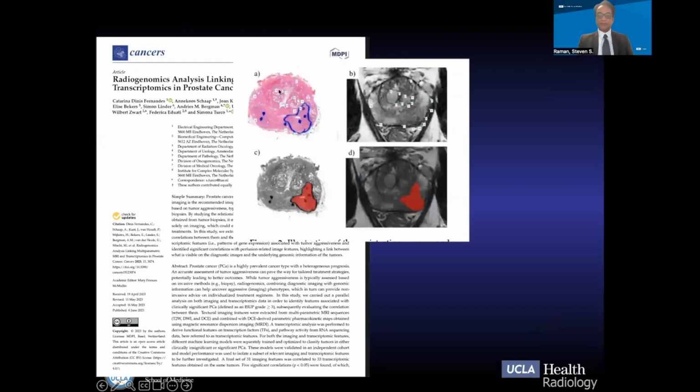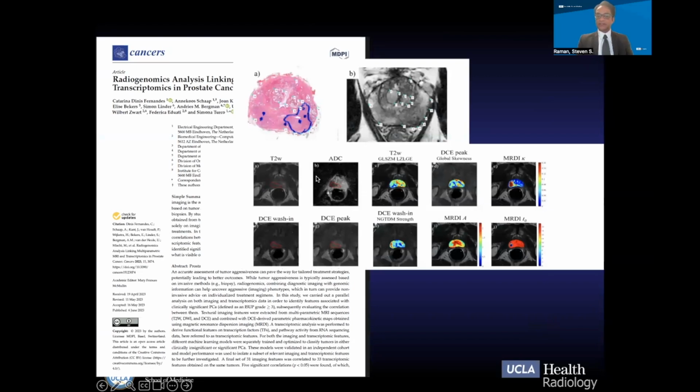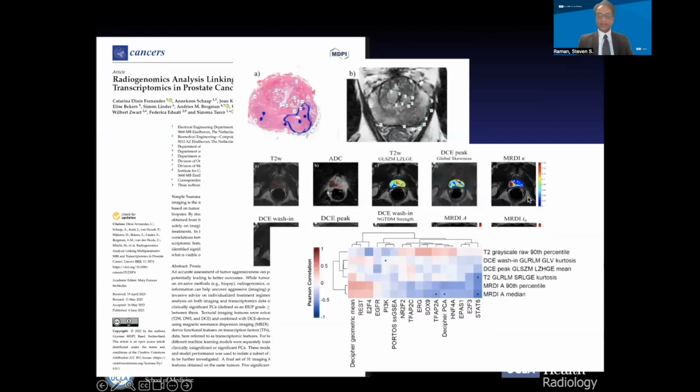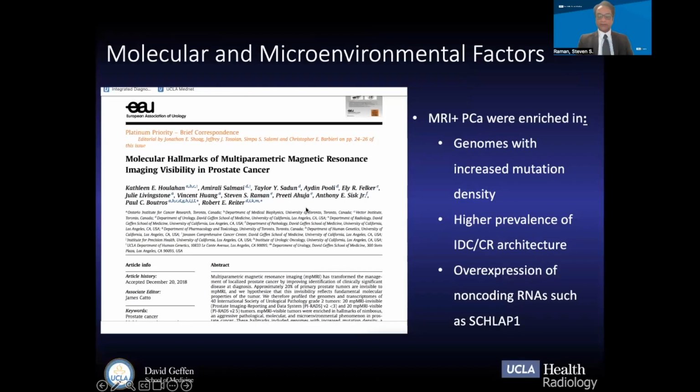And in this paper, after carefully segmenting both lesions and the whole prostate, selecting features on T2, ADC, and diffusion-weighted imaging, they've shown that a variety of MR-based non-visualized predictors were correlated with high transcriptomic and more aggressive transcriptomic features, including Decipher mean scores. Dr. Boutros' group here has shown that MR visualized lesions are enriched with high mutation density, higher prevalence of IDC and cribriform architecture, and overexpression of a non-coding RNA such as SHLAP1.